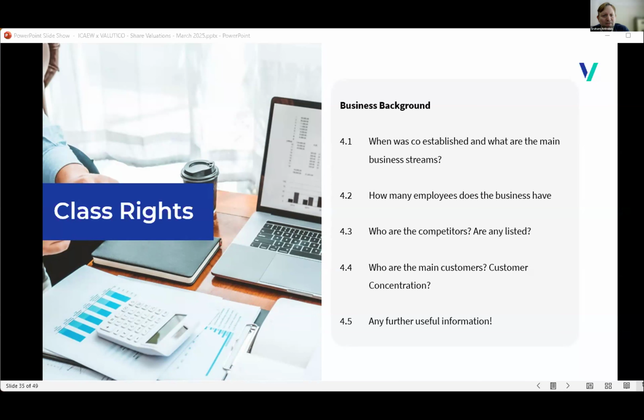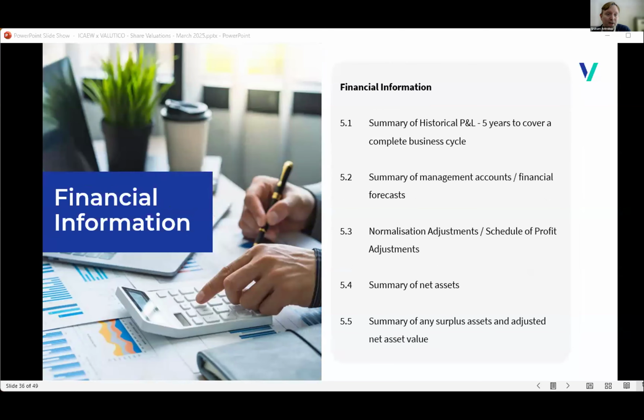And we'll also look at other relevant information. So this could include things like industry-specific trends, key contracts, ownership considerations. Any of these could impact on our valuation approach and conclusions. Just to move on then to financial information. So a comprehensive valuation is going to require a detailed review of the company's financial information to assess historical performance, current financial health, and future expectations.